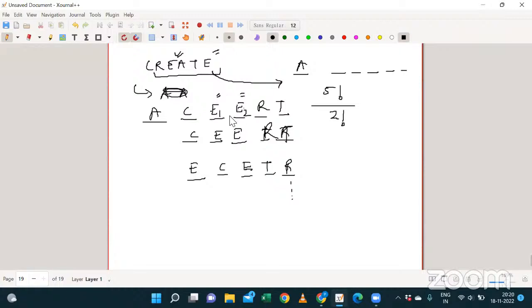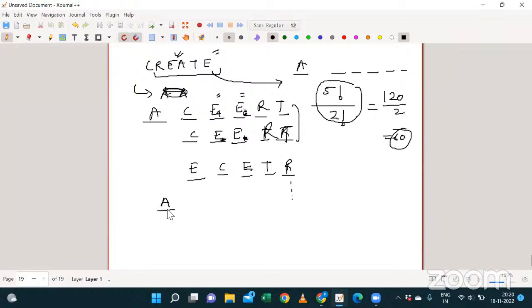And you can replace these two E also, E1 and E2. But in the final way, these two are the same, so we have to divide by 2 factorial. So for A, it's 5 factorial divided by 2 factorial. 5 factorial is 120, divided by 2, that means 60.